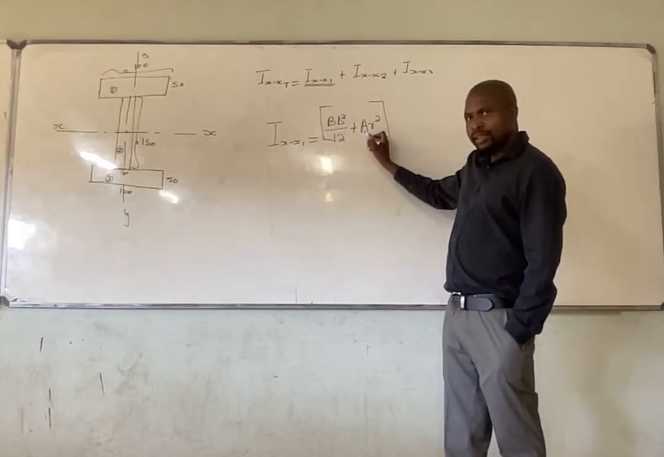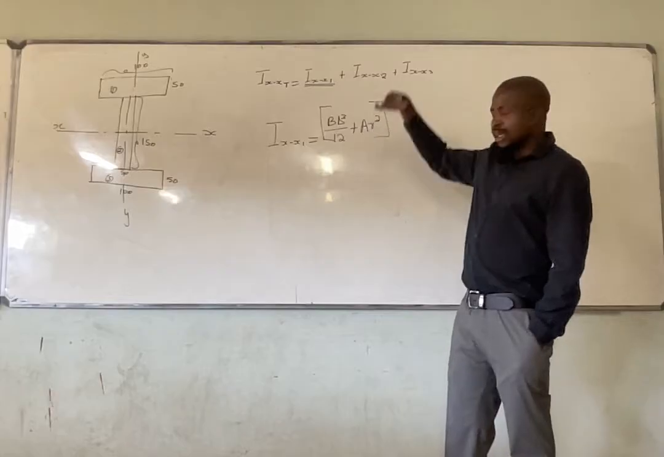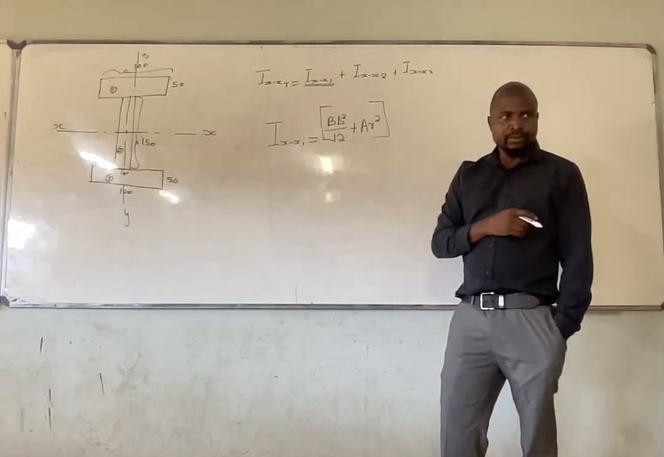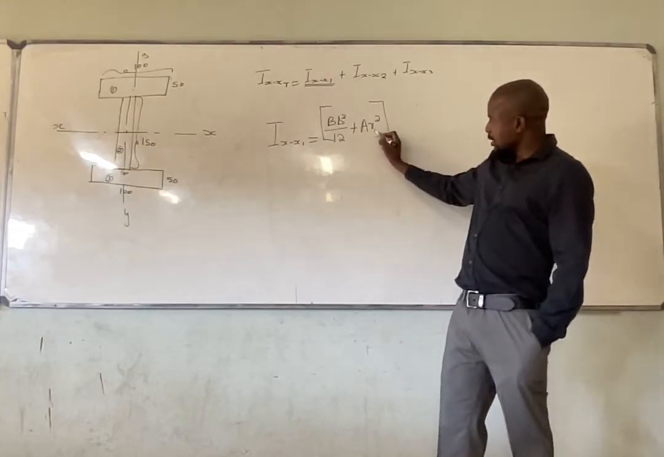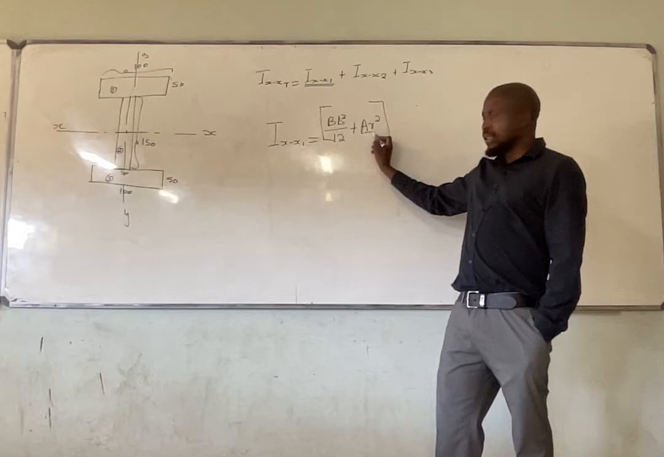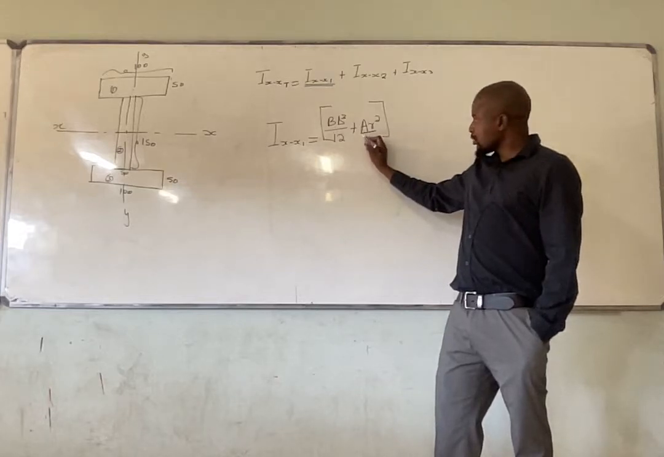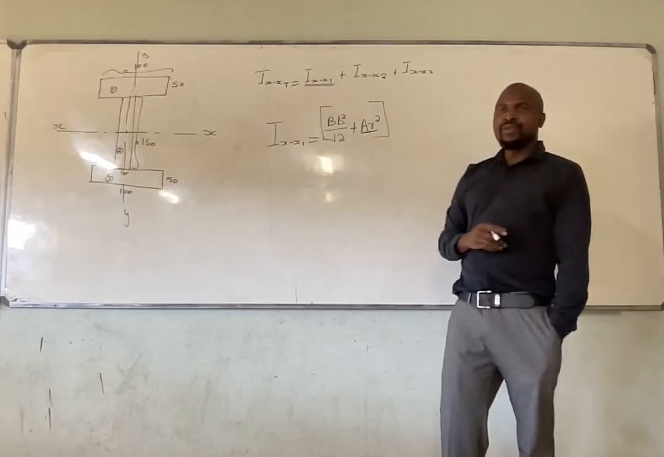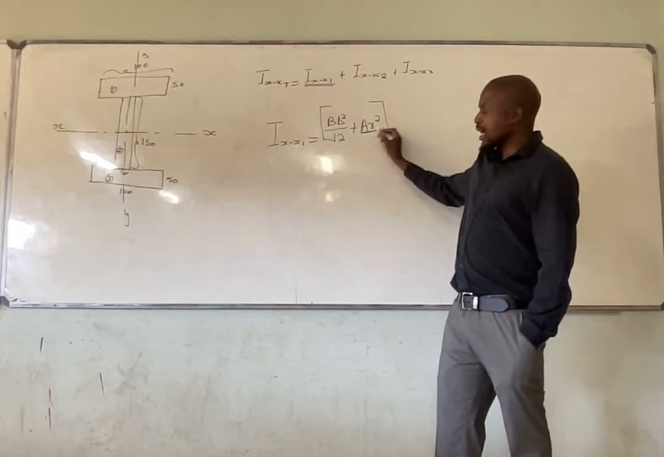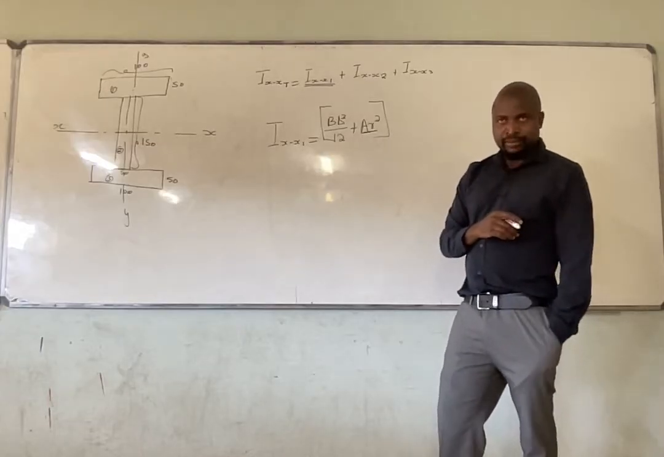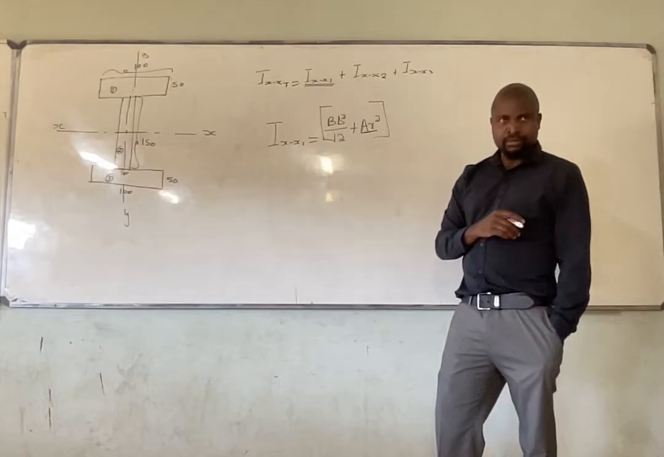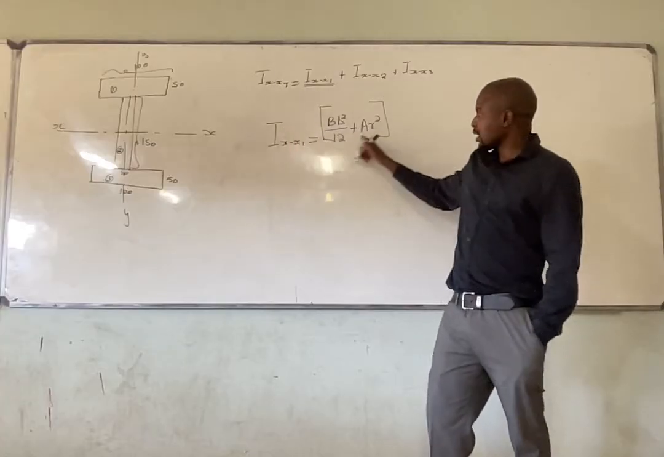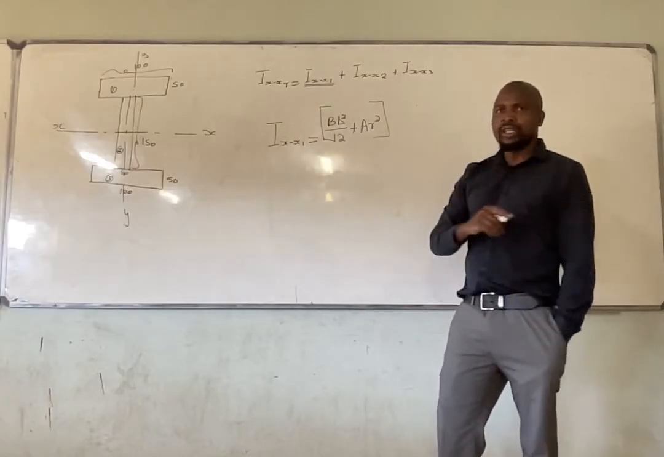A is the area, and R is the distance between the centroid and the center of the area which you are calculating. In some other cases, you will find that they did not add this one. The reason they did not add this one is because R is 0. If you cannot tell that R is 0, you need to add it. You calculate it until you get 0. But if you can see from the cross-sectional area that R is 0, there is no need for you to add it.